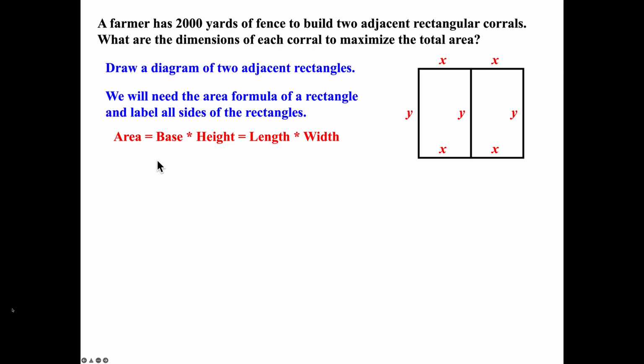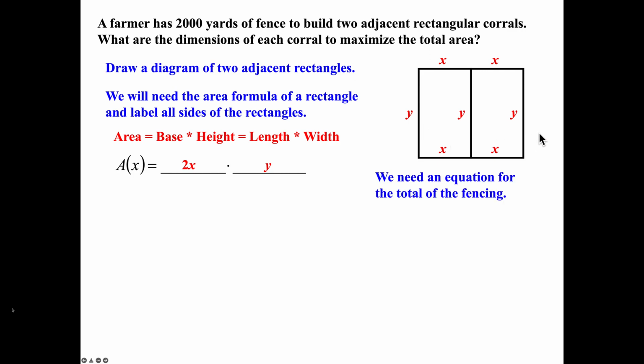So we want to build an area formula. A of x is equal to the base. Well, the base are the 2 x's being added together, but my height is y. We don't want y here in our equation. So we're going to have to find a relationship between your x's and y's other than the area, and be able to solve that equation for y so we can write it in terms of x.